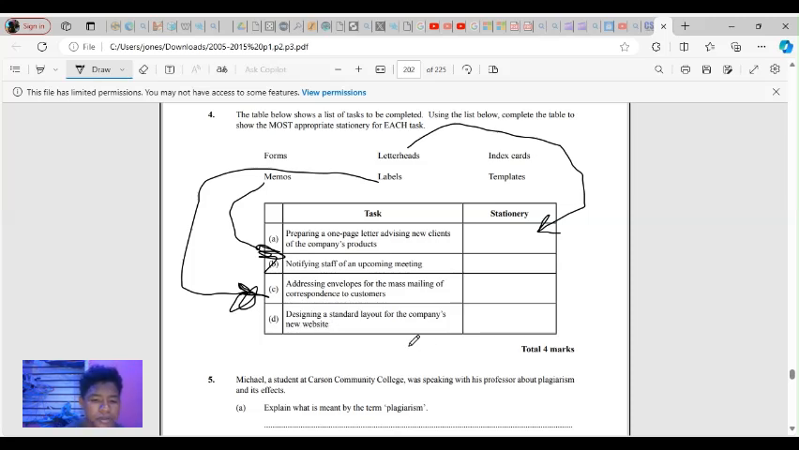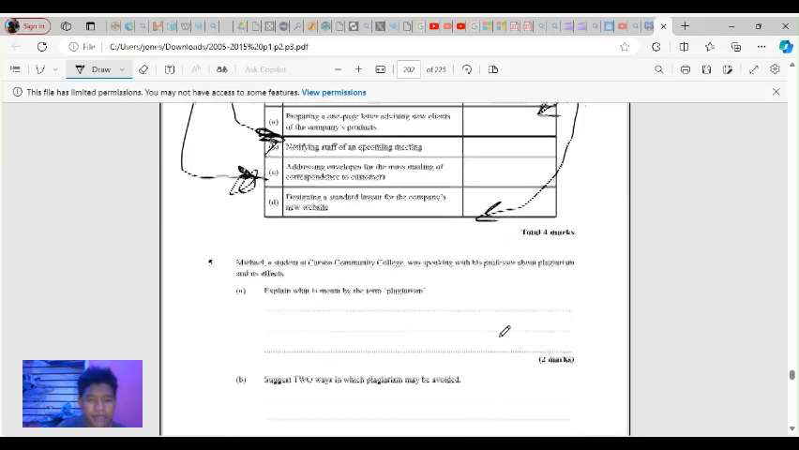Designing a standard layout for the company's new website. What we would use would be templates. Templates would basically illustrate what the business is about and give customers an idea of what's going on in the website. So this one would be templates.